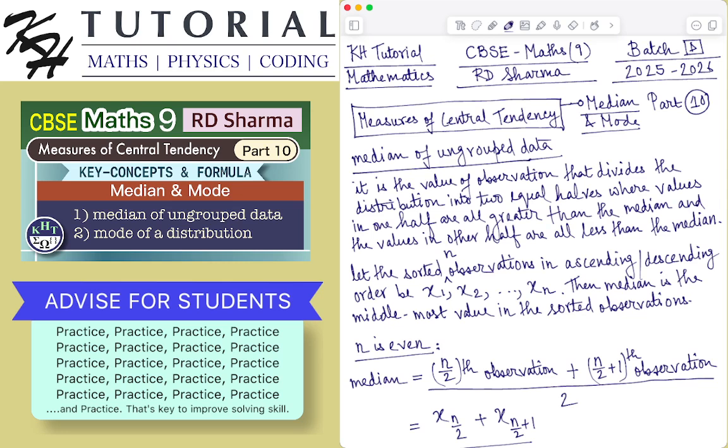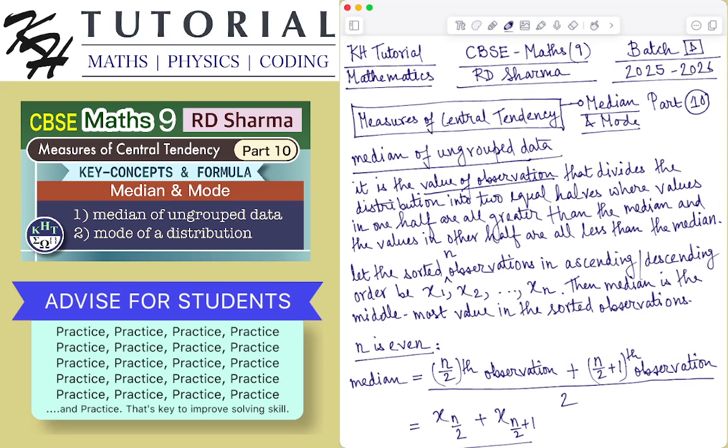Now what is actually a median? Median is a value of observation. This value may exist in the given observation, or it may not exist in the given observation. It is a value of observation that divides the given distribution into two equal halves, where values in one half are all greater than the median and the values in the other half are all less than the median.